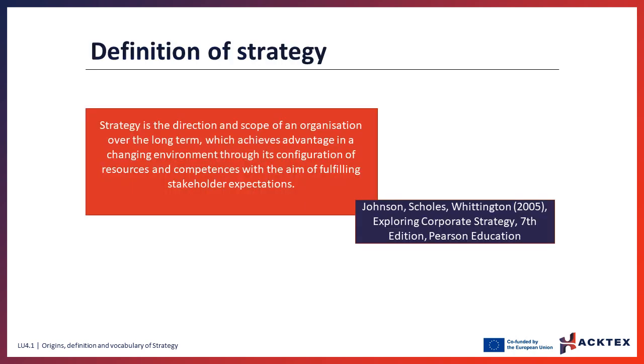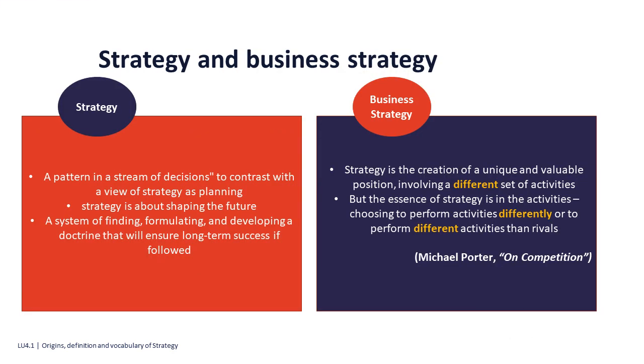Strategy is defined by Johnson, Scholes, and Whittington as the direction and scope of an organization over the long term, which achieves advantage in a changing environment through its configuration of resources and competencies with the aim of fulfilling stakeholder expectations. Strategy as a term is wide and vague when it comes to be implemented in many different sectors, therefore the industrial world uses the term business strategy. Defined as the creation of a unique and valuable position, involving a different set of activities or performing in a different way than the rival's similar activities.